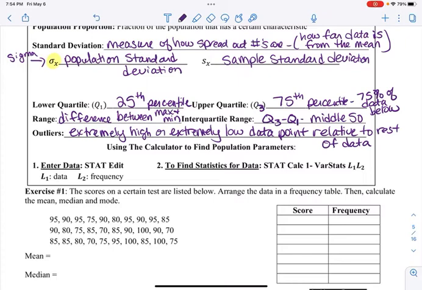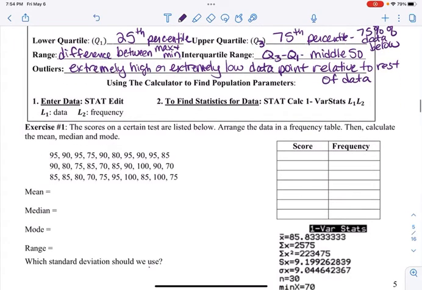Okay, so most of you got 70s, 80s, 90s on the test, and then you had one person who got a 10 on the test. That's an outlier. It's either extremely high or extremely low data. All right, now I can actually use a calculator to find all these population parameters.